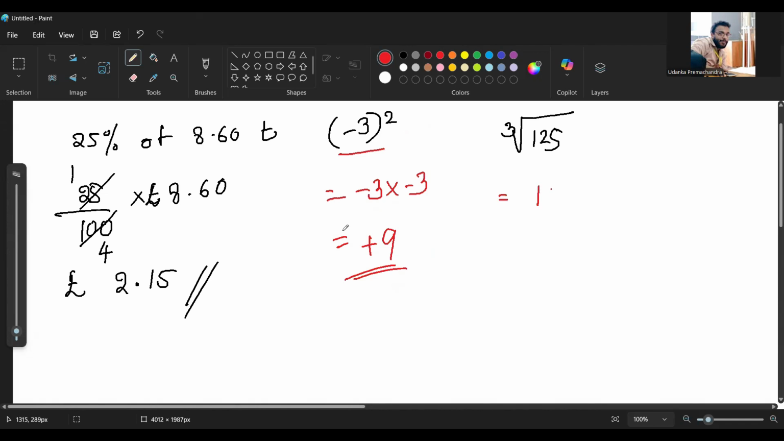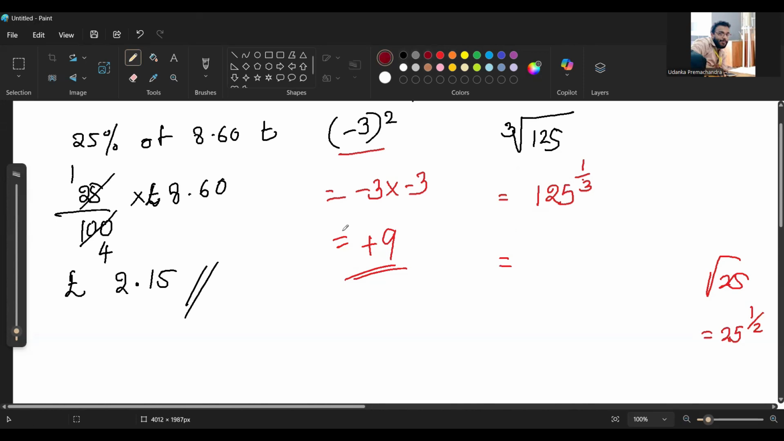Here, 125. Actually, this one can be written as what? A cubic root. You can write cubic root as power of 1 over 3. Keep in mind, if they are having a square root like here, you can write it as 1 over 2. Here you can write 1 over 3. Now, can you write 125?